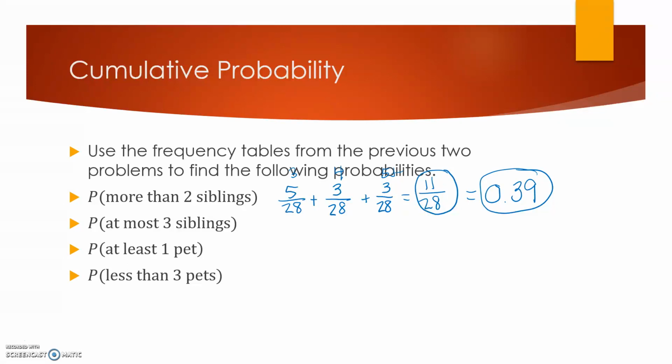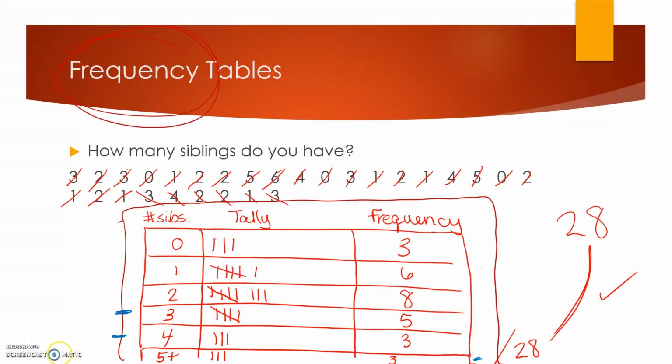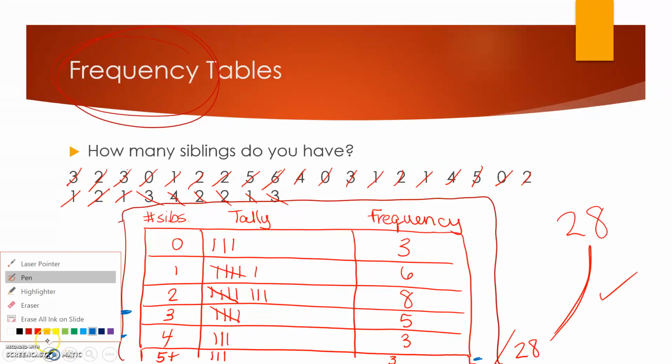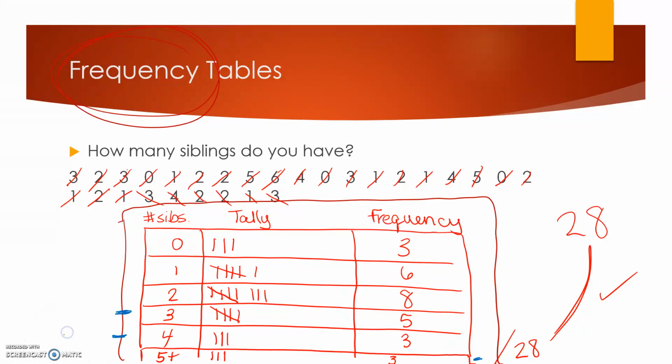Okay, what's the probability that they have at most 3 siblings? So let's look at which values make that statement true. At most 3. So we could have 0, 1, 2, and in this case we could have 3 because it says at most 3. So in other words, it's like 3 or less. So the numbers that I'm looking at are 3, 6, 8, and 5.